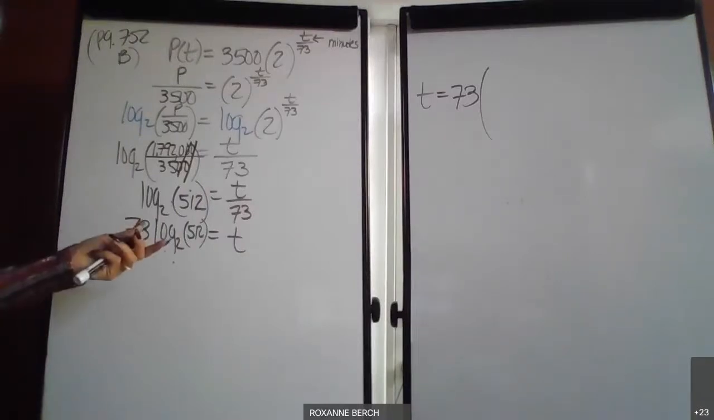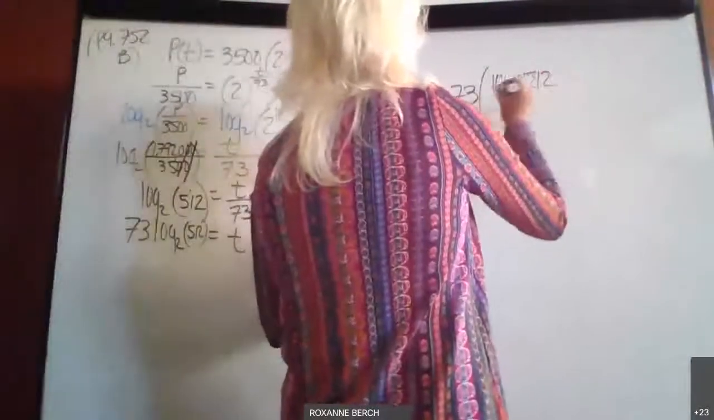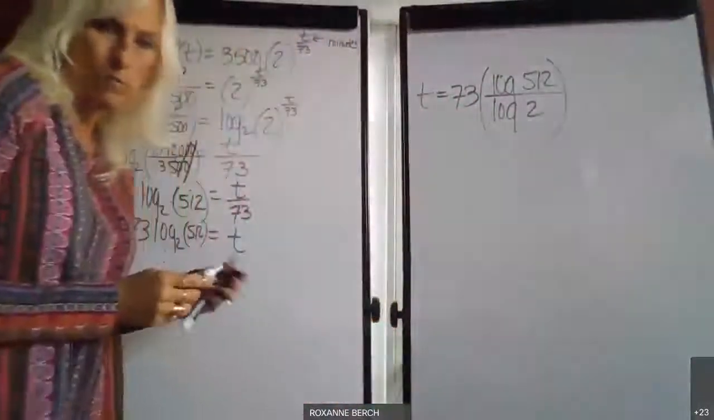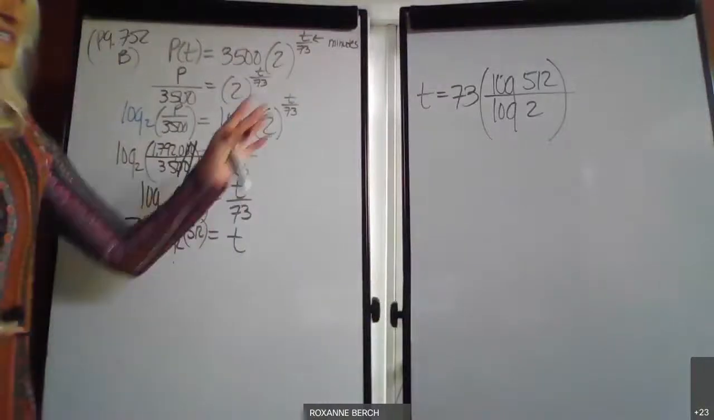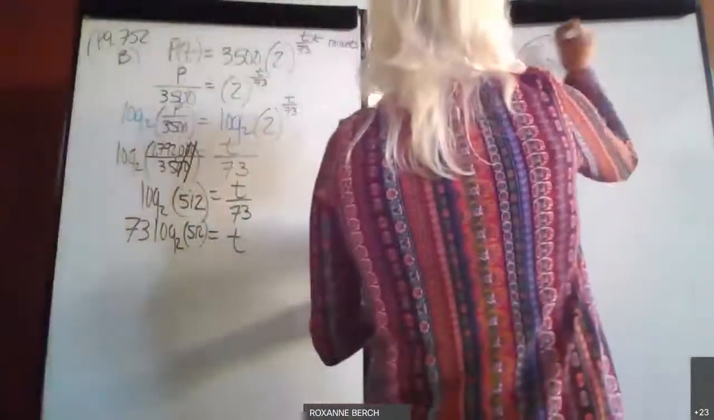I'll just show you how it works, and I'll do a couple problems. You can change this to log base 10 of 512 divided by log base 10 of 2, believe it or not. This is called the change of base formula. I'll show you some more problems in just a second.